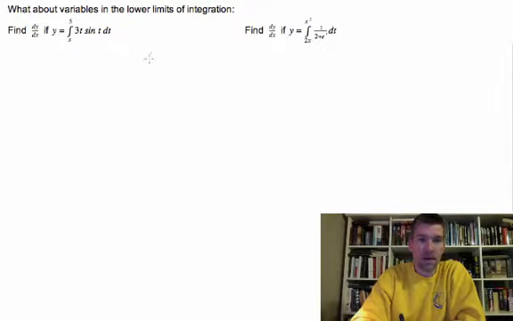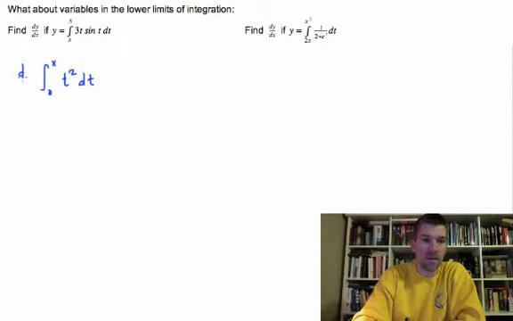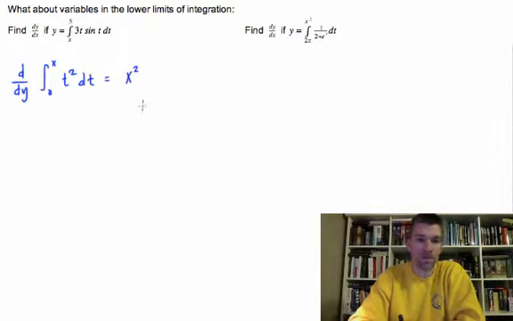Remember, if I just work out a real quick one here, I'll set it up and work it out really fast. If I go from 0 to x of t squared dt, and I take the derivative of that, then what I end up with is x squared. Okay, that's what I end up with.